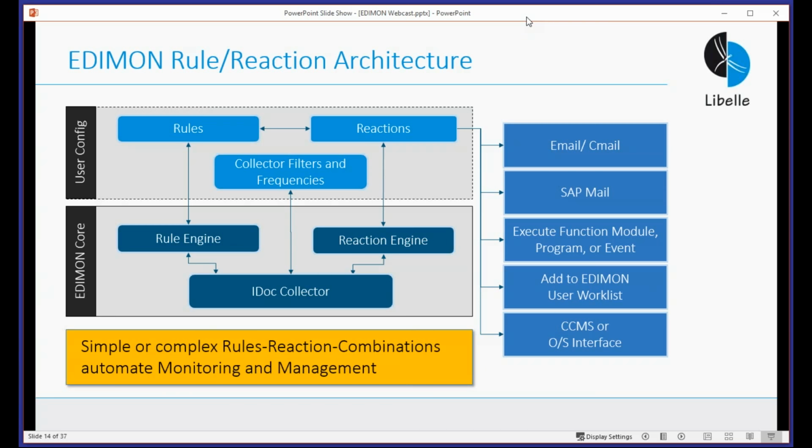Back to the rules and reaction itself. So the very core is an IDoc collecting program where we collect all the IDoc information we saw on the previous screen. And then we have an engine that is applying rules to the information we collected. And then a second engine that is triggering reactions, such as sending emails, sending SAP mail, triggering function modules, or, what I'm going to present later, adding information to a user worklist or starting anything on the operating system. And then the user config is what kind of rules we set up, what kind of reactions, if we want to send 1 email or 5 emails or emails to this person or emails to that person. That's simply part of the configuration.